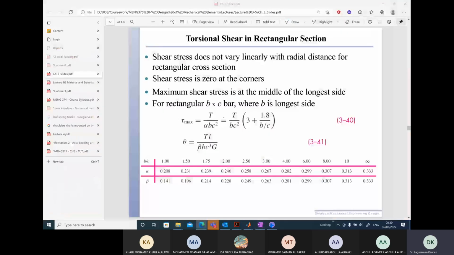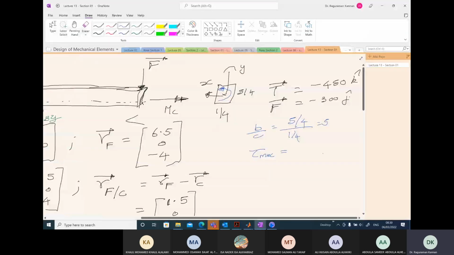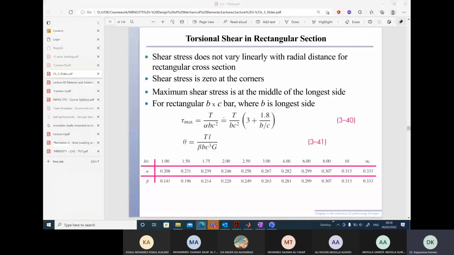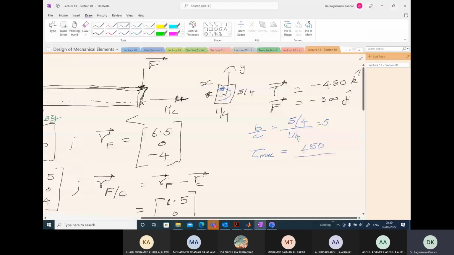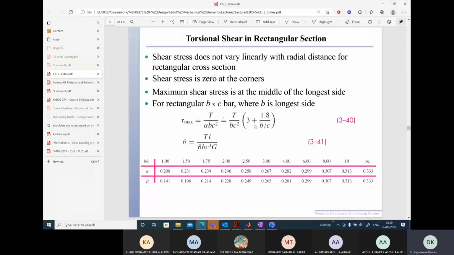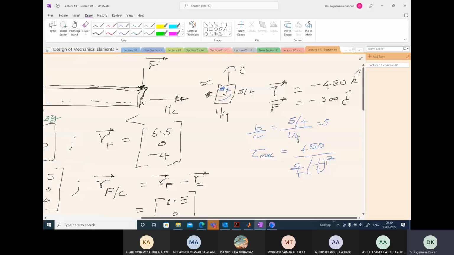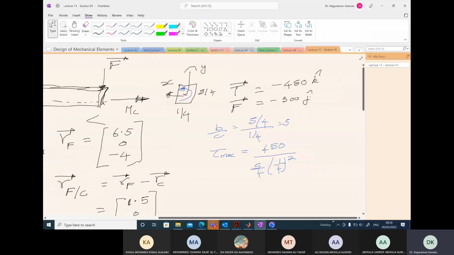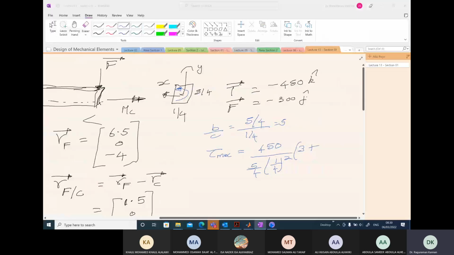Tau max, we get T over BC square. So T is nothing but the magnitude, BC square, 5 over 4, 1 over 4 square, multiplied by 3 plus 1.8 over B over C, which is nothing but 5. So this is the shear stress.